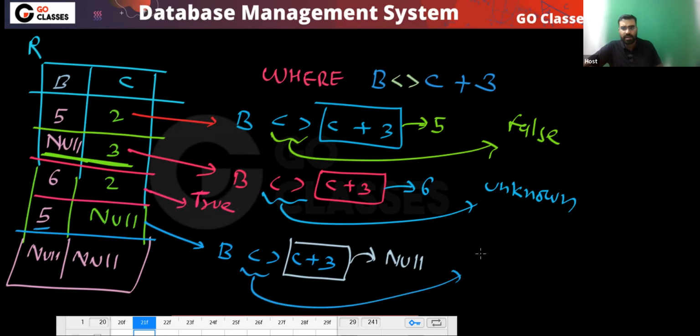5 is not equal to null. This is going to give me unknown. So for this tuple also I got unknown, right? And similarly for this tuple also I will get unknown.